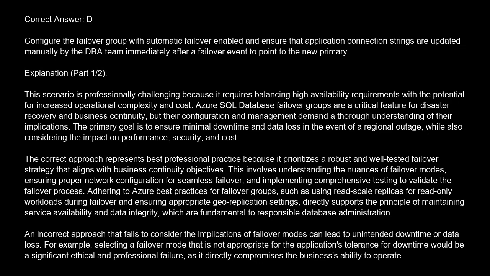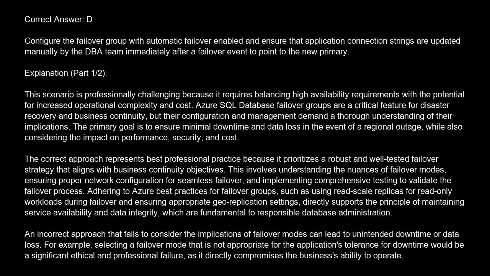Correct answer is D. Configure the failover group with automatic failover enabled and ensure that application connection strings are updated manually by the DBA team immediately after a failover event to point to the new primary. Explanation: this scenario is professionally challenging because it requires balancing high availability requirements with the potential for increased operational complexity and cost. Azure SQL database failover groups are a critical feature for disaster recovery and business continuity, but their configuration and management demand a thorough understanding of their implications.